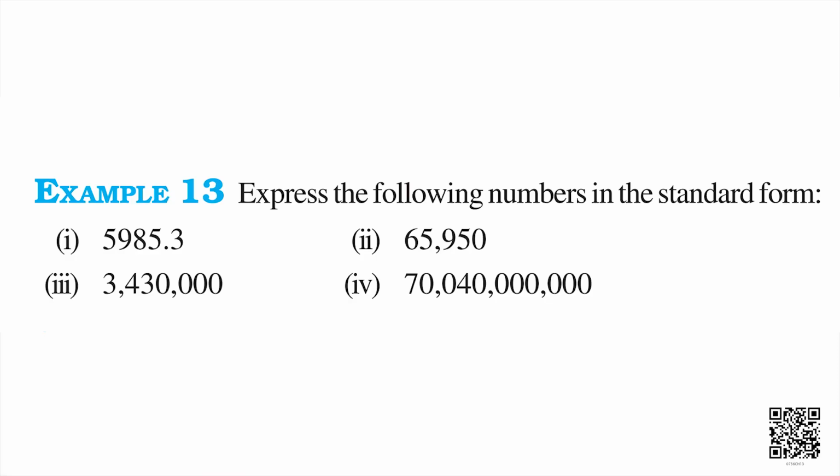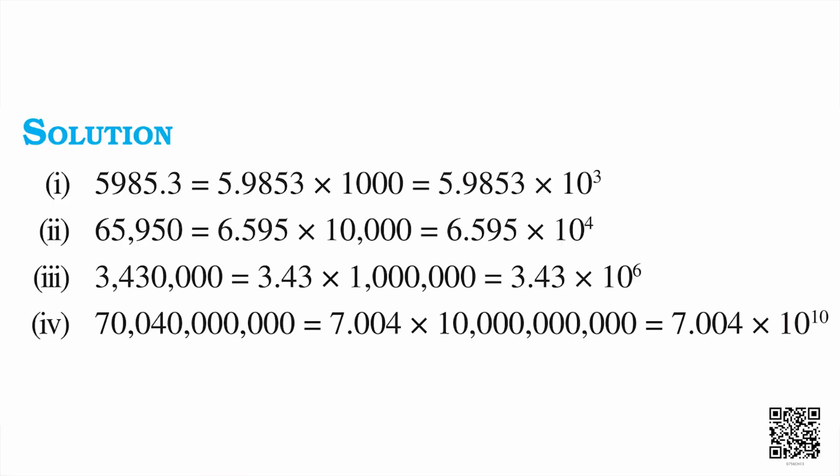With this, students, we are at example number 13. So let us perform this example. Example 13 is, express the following numbers in the standard form. First question is 5985.3. So students, to solve this, we can write it as 5.9853 into 1000, which we can also write as 5.9853 into 10 raised to the power 3.